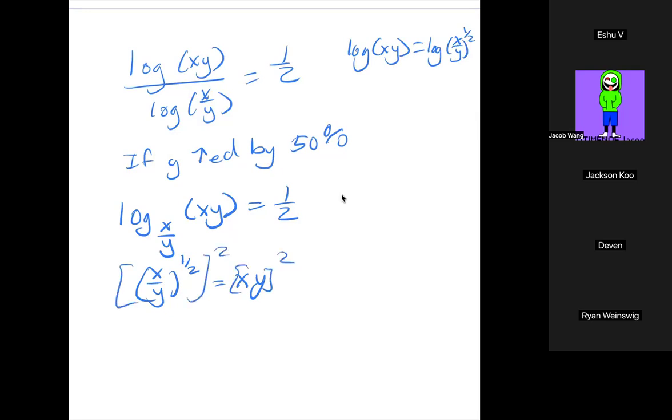what do we get then? X squared y squared equals x over y. X squared y, oh, sorry. Oh, yeah. I was doing the other side, sorry. X over y equals x squared y squared.